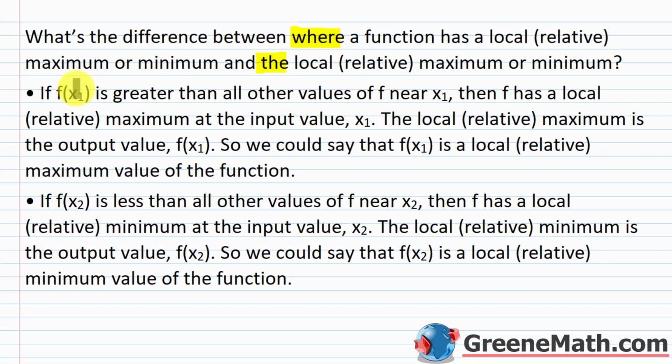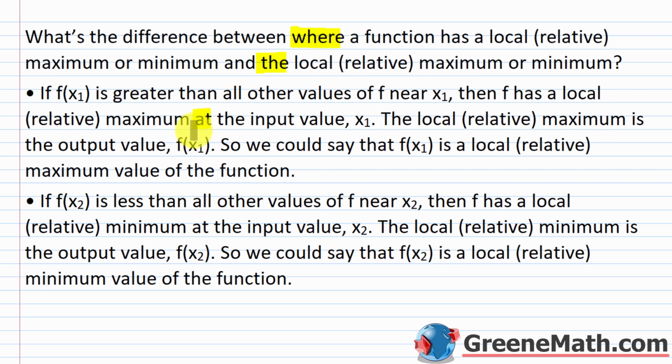So f of x sub 1, that's a y value or a function value. If f of x sub 1 is greater than all other values of f near x sub 1, and we're talking about y values there, then f has a local, or again you can say relative, maximum at the input value x sub 1. So if they're asking you where, you're going to see the keyword "at" used when you answer, and you can give your x value.